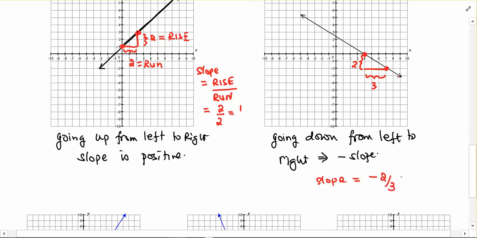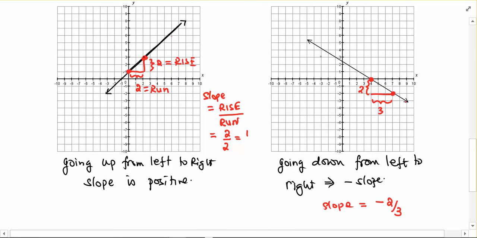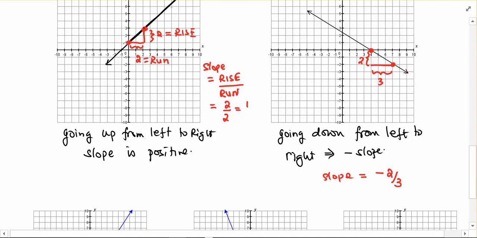Now 2 over 3, just the number 2 over 3 is not as big as 1, so you can clearly see that this one here is not as sloped, not as steep as this one there. The difference is that this is sloped down from left to right and this is sloped up from left to right, but clearly it's not as steep as the first one.